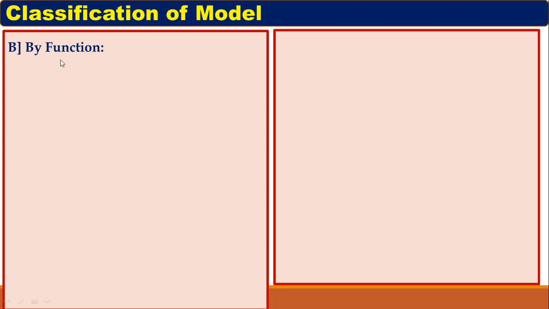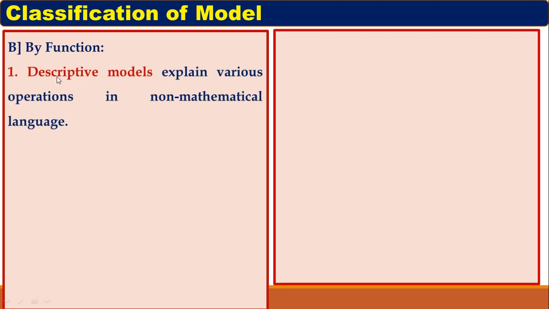Second criteria is by function. First type is descriptive models. Descriptive models explain various operations in non-mathematical language. As we discussed, a mathematical model represents the decision variable in the form of numbers or letters, but a descriptive model represents systems or operations in non-mathematical language. For example, observations, surveys, questionnaires. These consist of non-mathematical language, prepared in the form of descriptions.